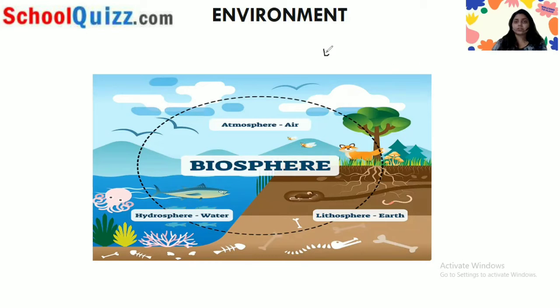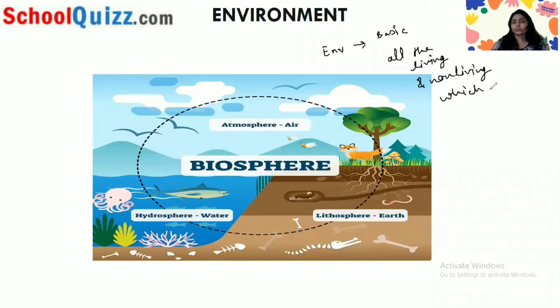Okay, so what is environment? All the things which surround us are known as the environment, okay? So this is the basic definition of the environment. Basically, all the living things and the non-living things which surround us are known as the environment, okay?